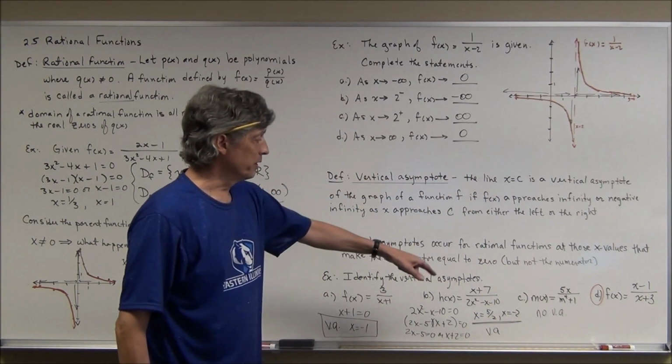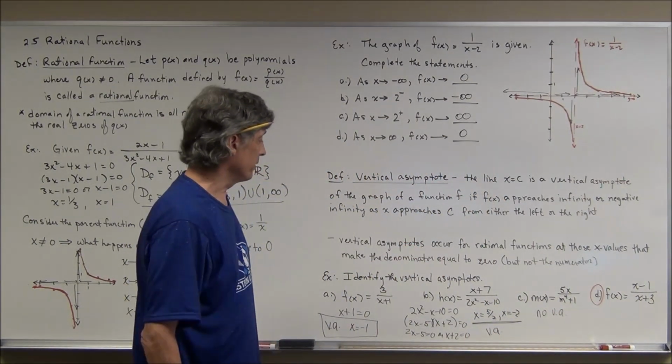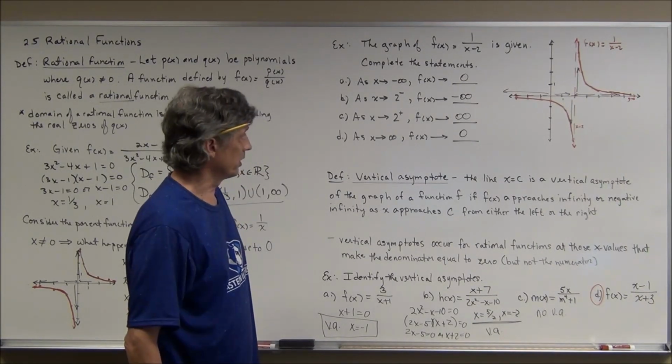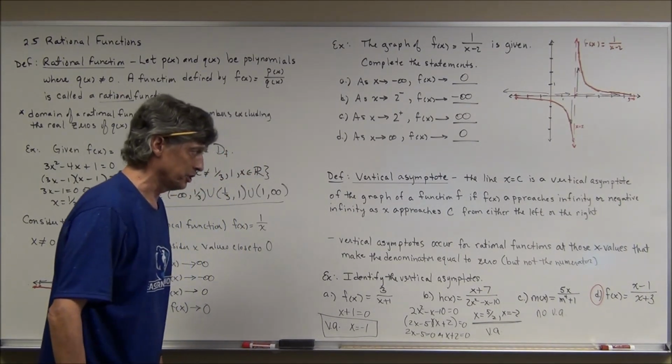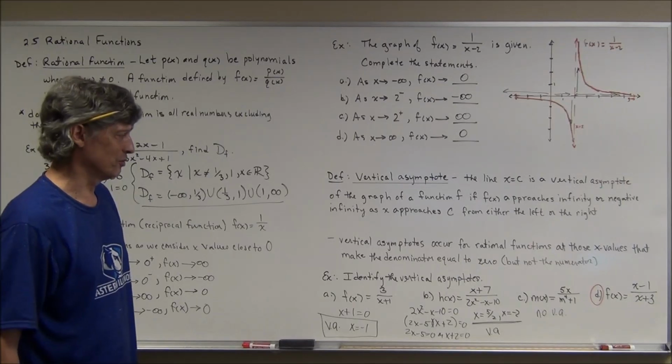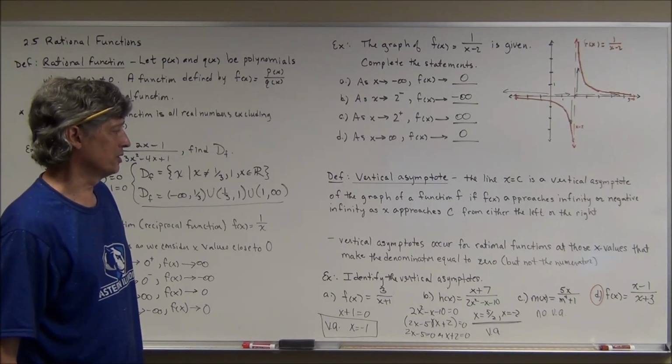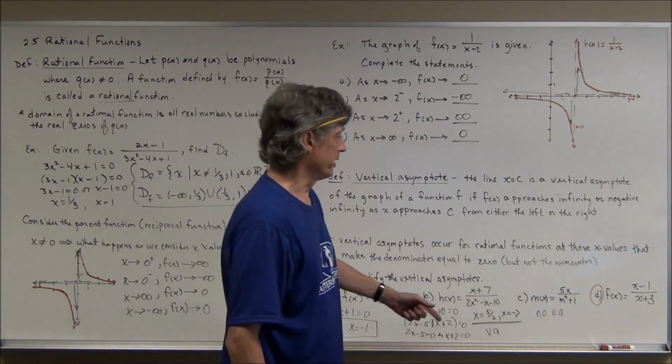Now, I don't mind you abbreviating vertical asymptote as VA because I understand what that is, but if you were in another classroom with a different teacher, I might suggest you write it out. Teacher might not understand. Probably would, but maybe he wouldn't accept it.